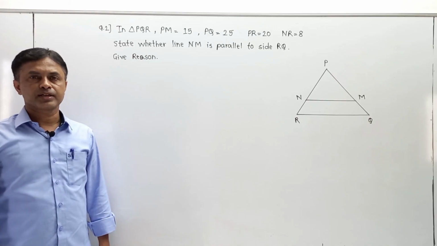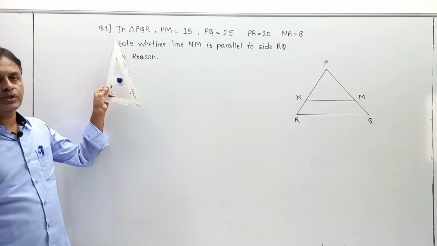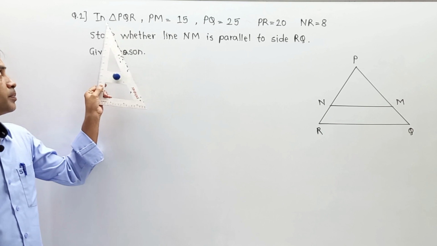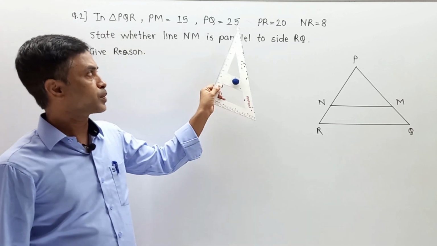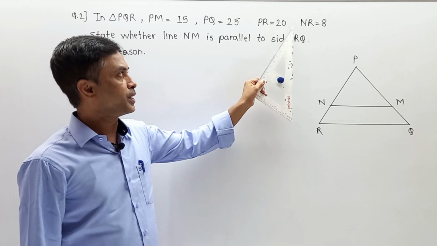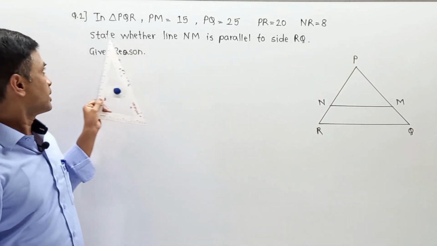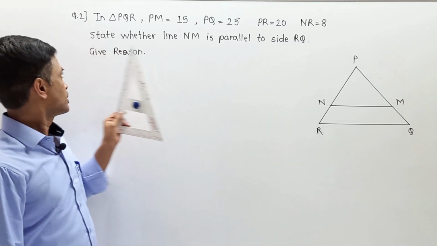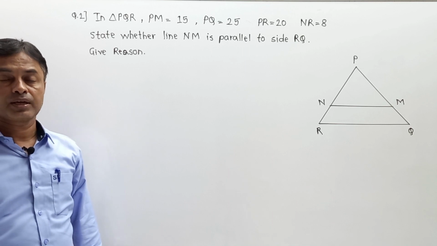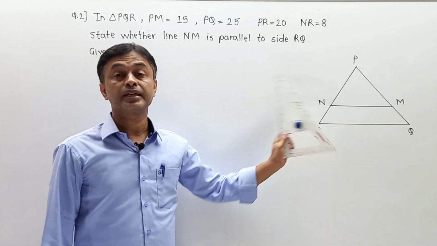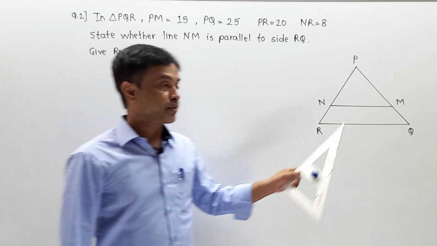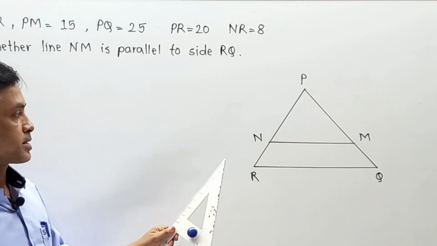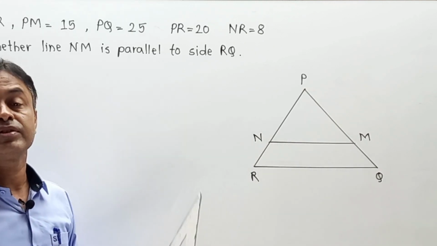Now starting a second question over here, question number 2. In triangle PQR, PM is equal to 15, PQ is equal to 25, PR is equal to 20, and NR is equal to 8. State whether the line NM is parallel to side RQ. Give reasons. Now here one by one we have to understand the diagram, the given data, and the combination of that. They have given triangle PQR. In that case, there is also one line MN which is given over here.